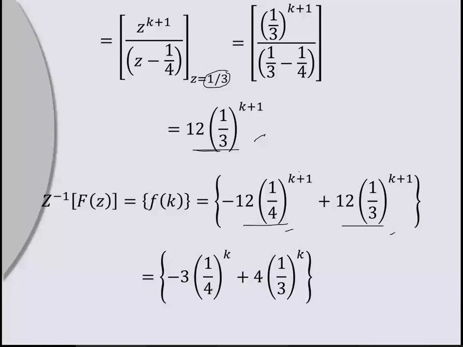1 by 4 raised to k plus 1 means it is 1 by 4 into 1 by 4 raised to k. 1 by 4 we can take it outside. 12 by 4 is 3. 1 by 3 we can take it outside. Remaining term is 1 by 3 raised to k. 12 by 3 is 4. Okay, you can keep this answer as it is, or if you want, you can do simplification like this. Taking 1 by 4 outside, taking 1 by 3 outside, and then 12 by 3, 12 by 4. Okay, that gives us this simplified term.